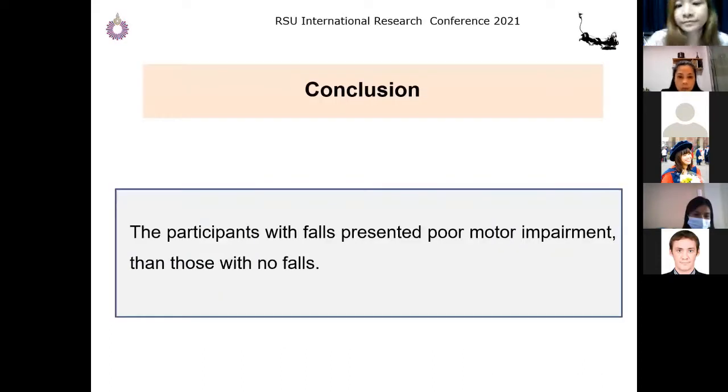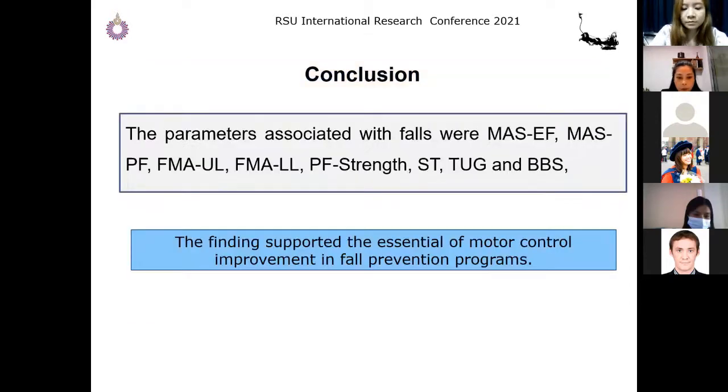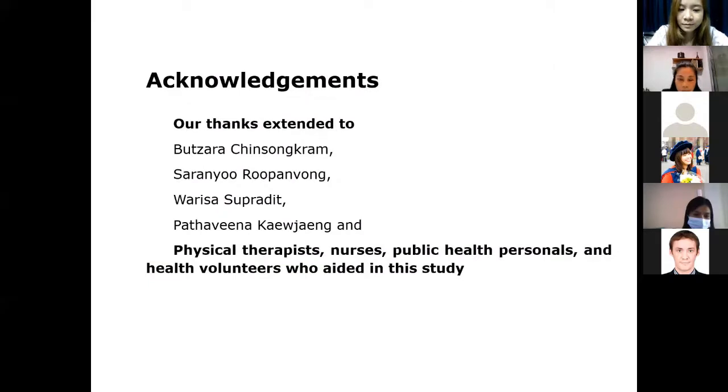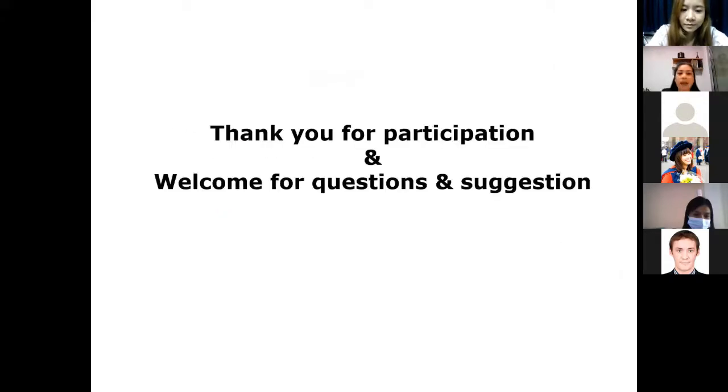In conclusion, the participants with fall present poorer motor impairment than those with no fall. The study supports the essential role of motor control improvement in fall prevention programs. Okay, thank you for your participation, and welcome questions and suggestions.